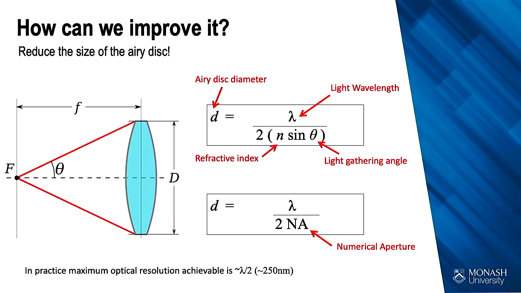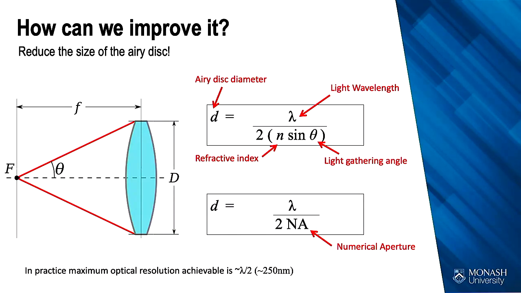We've got this equation. What do you think? What can we do? These are the parameters that determine our optical resolution: wavelength, refractive index, and light gathering angle, or NA. So what should we do? Increase NA. Yes, definitely. If you increase NA, you get a nice big lens, then we will get better resolution.